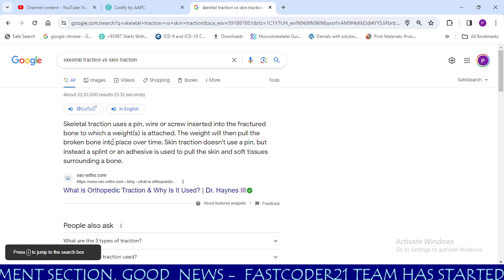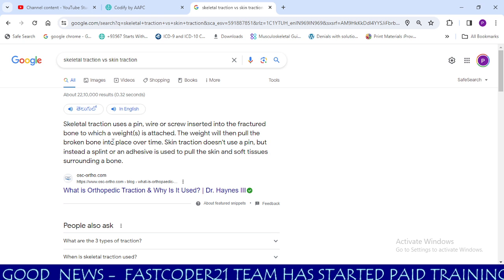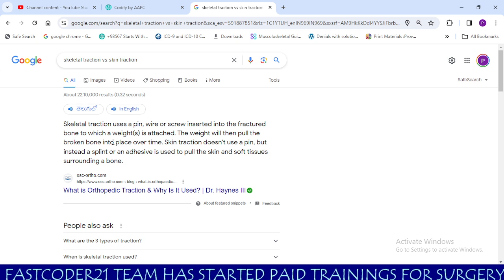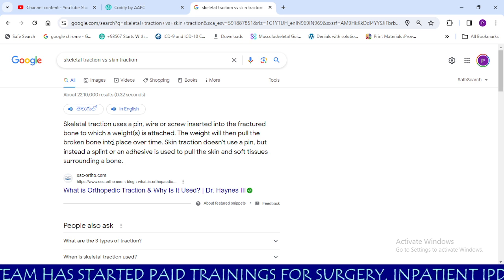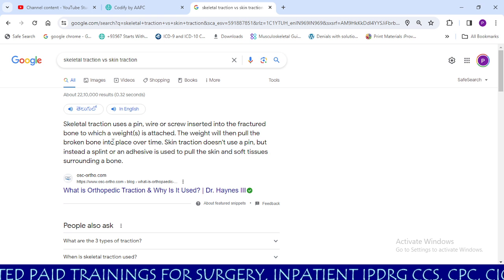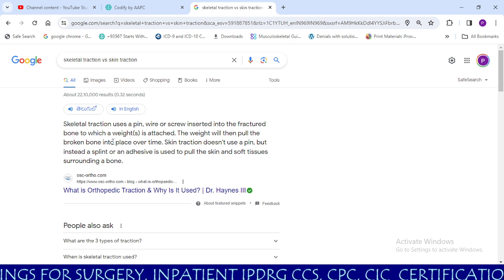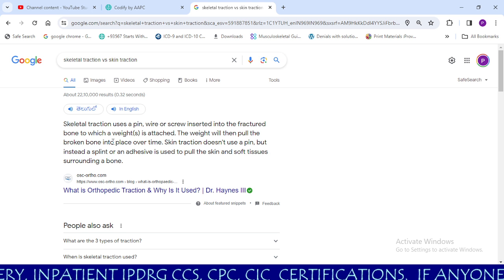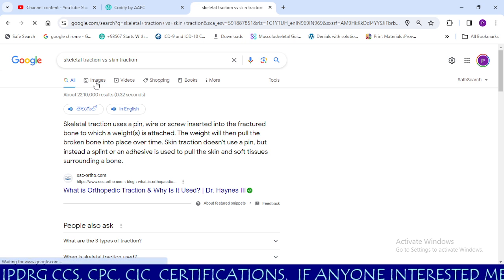If you see the difference, skeletal traction uses a pin, wire or screw inserted into the fractured bone to which a weight is attached. The weight will then pull the broken bone into place over time. So skeletal traction means the physician will use a pin, wire or screw in the fractured bone and a weight is attached to it. That weight will align the fractured bone. Whereas in skin traction, the physician will not use any type of pin. Instead, he will use a splint or any adhesive. So we will check the images.